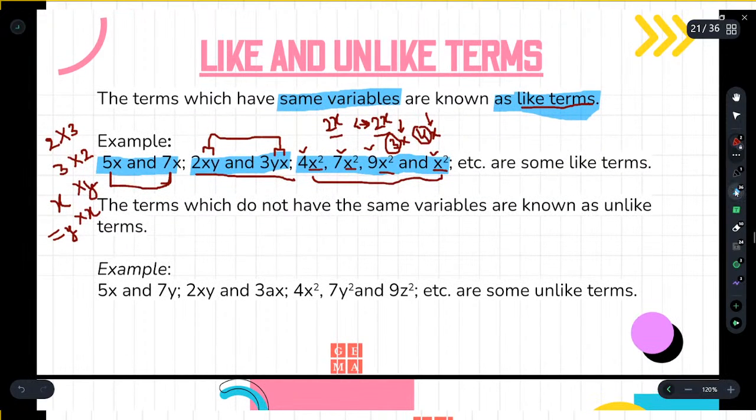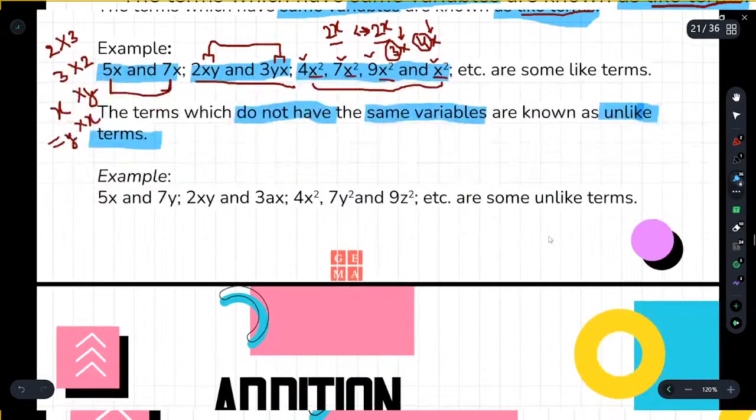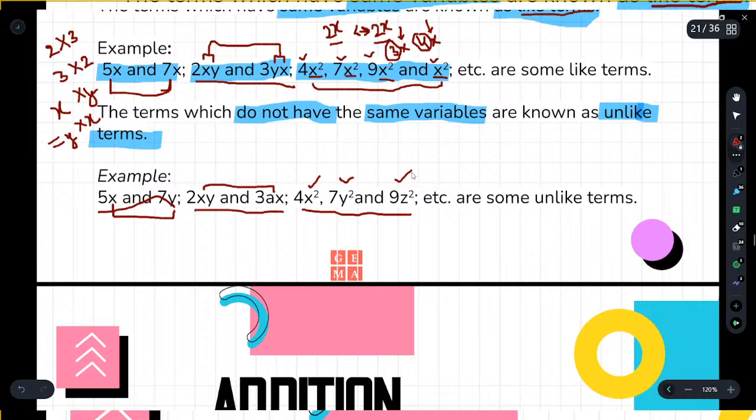Now the terms which do not have the same variables are called unlike terms. Now consider these examples: 5x and 7y, 2xy and 3ax, 4x square, 7y square and 9z square are some of the unlike terms. Why are these unlike? Because x and y are not the same. xy and 3ax are not the same. x square, y square, z square are three different variables, right?